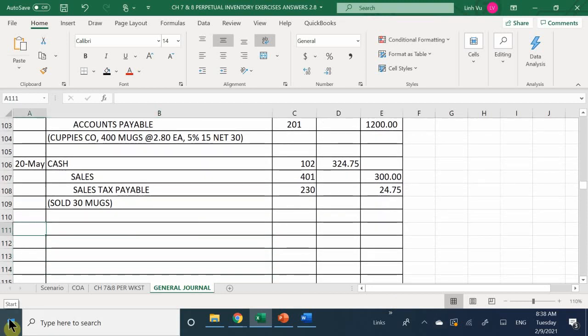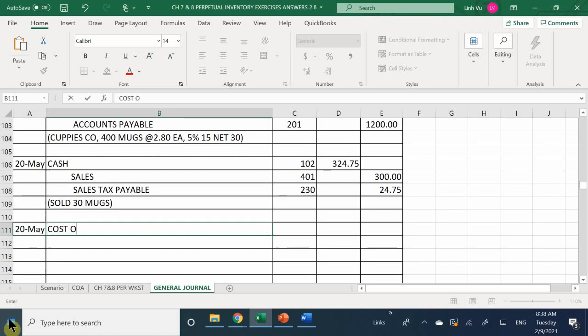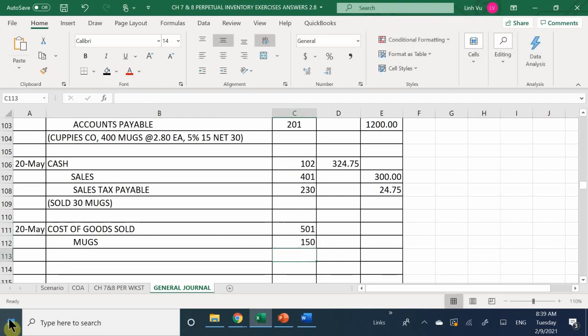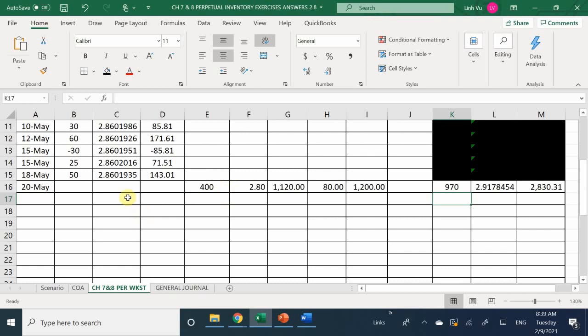Cost of goods sold. We also have to include our cost of goods, so we need to update our inventory. So we have a cost of goods sold, and we are taking it right out of our inventory mugs. So cost of goods sold was 501 and we have 150. Let's go ahead and enter that in our inventory worksheet.